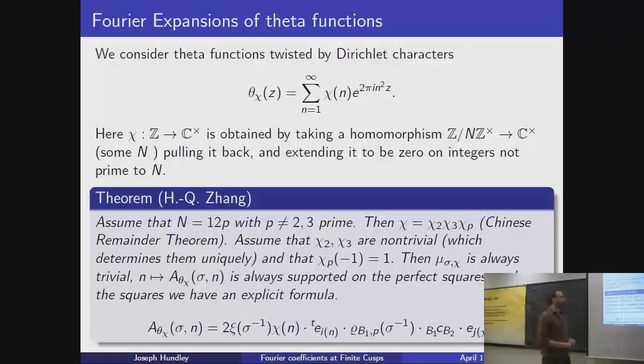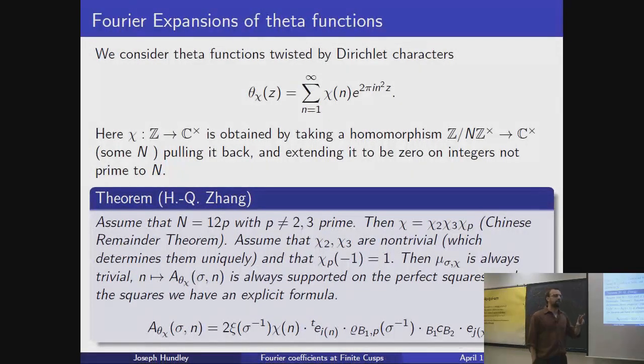So here's what we can do. You assume that n is 12 times a prime, which isn't 2 or 3. Your Dirichlet character will factor into components attached to the primes that divide the modulus n, in this case 2, 3, and p. That's just the Chinese remainder theorem. Now, you assume that chi 2 and chi 3 are non-trivial, and since Z mod 4Z cross has only 2 elements and Z mod 3Z cross has only 2 elements, saying they're non-trivial tells you what they are. They're 1 on 1, and they're negative 1 on the non-trivial element. And then I want to assume that chi p takes negative 1 to positive 1, which is the same thing as saying it factors through the squaring map.